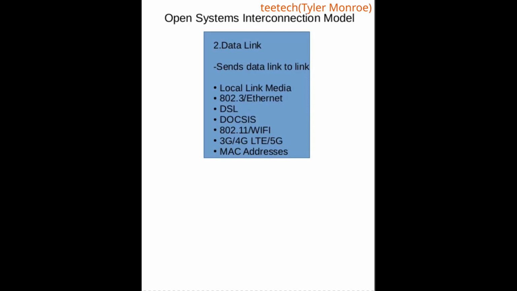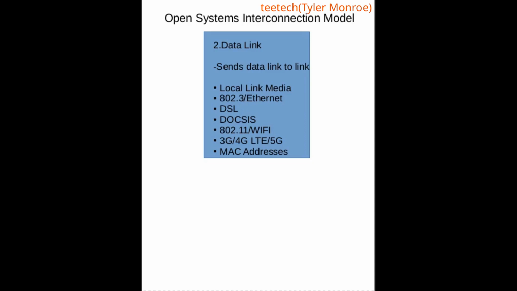So layer 2 is our data link layer. And at layer 2, we want to send data link to link. So this doesn't use IP addresses. This uses mostly MAC addresses. And there are different protocols. You've heard of Ethernet, and that is 802.3. That's the IEEE standard for that. But there are also other protocols here.